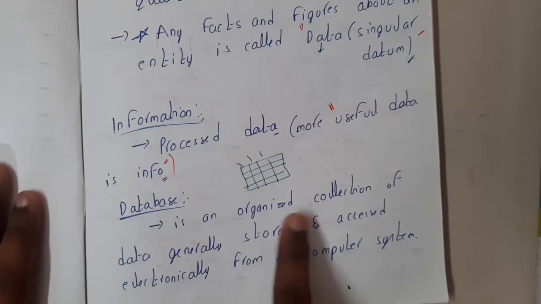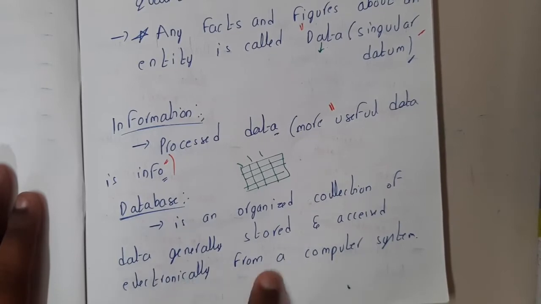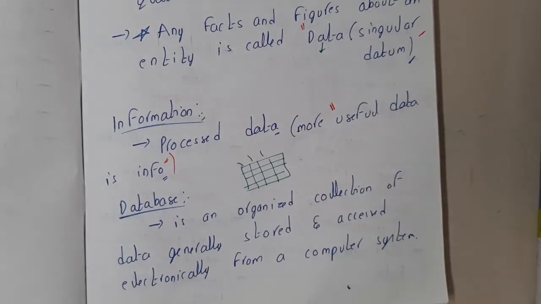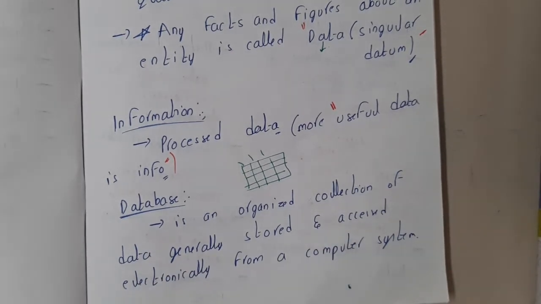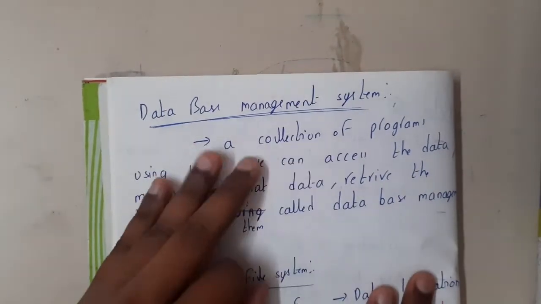So a database is an organized collection of data, generally stored and accessed electronically in the form of a computer. You might store it in an Excel sheet, or you might store it in an SQL database or somewhere, right? Yes. So that is nothing but the database. Okay, so now let us go through the main word, that is, a database management system.